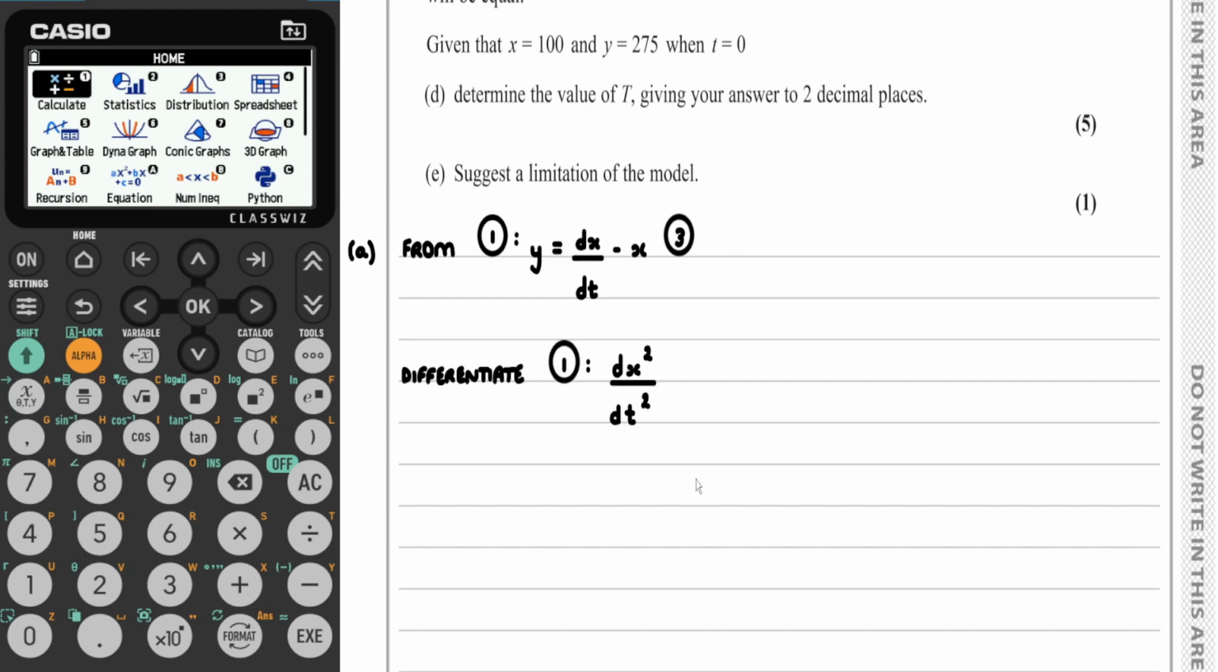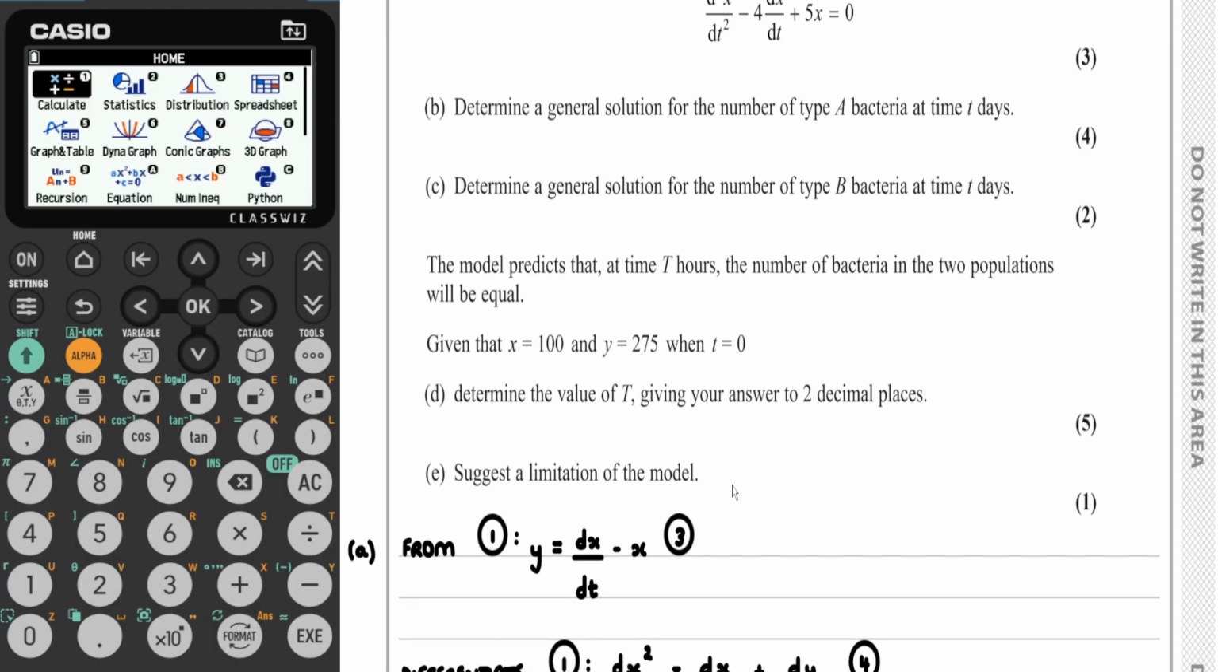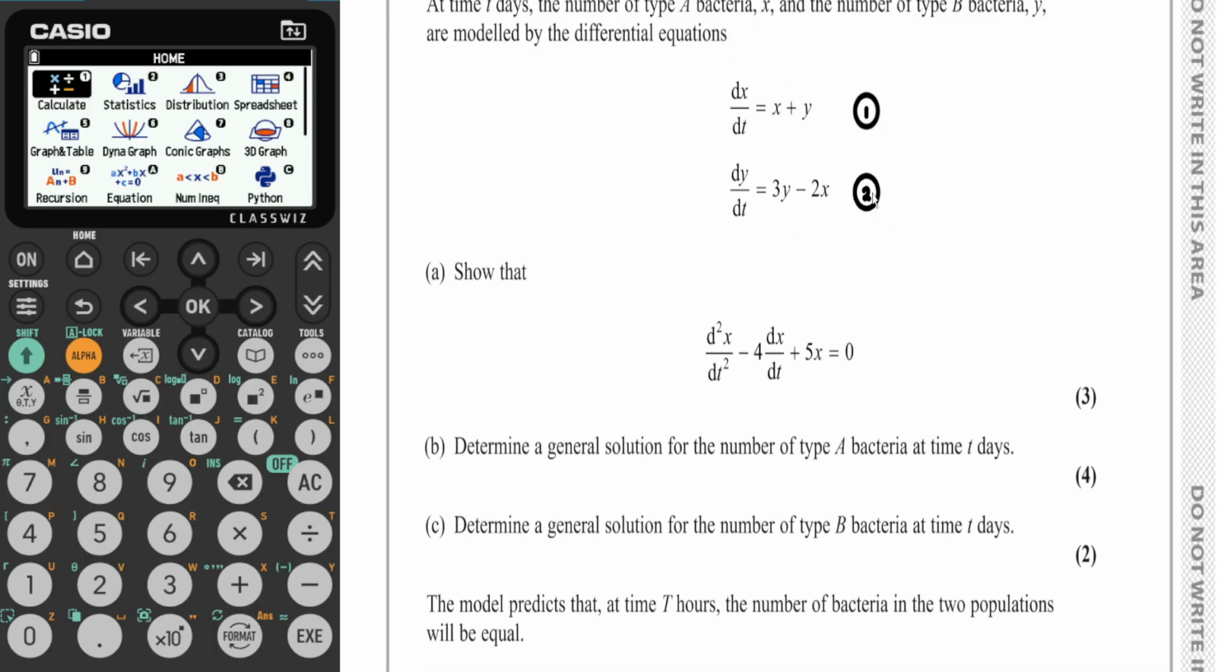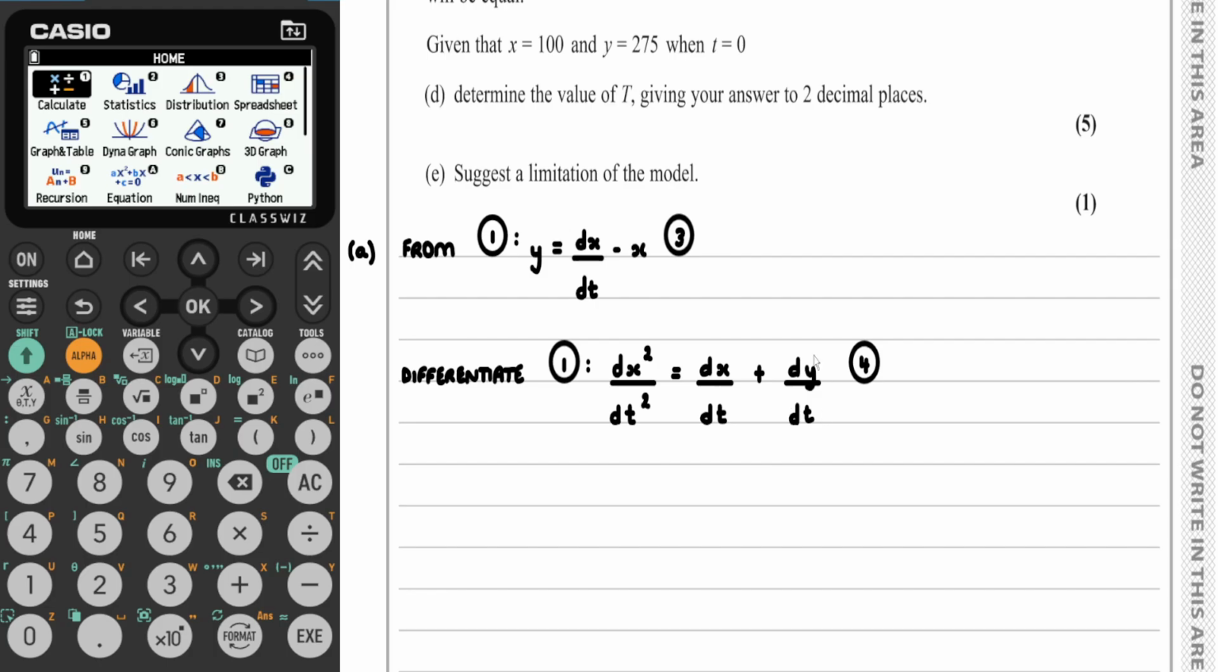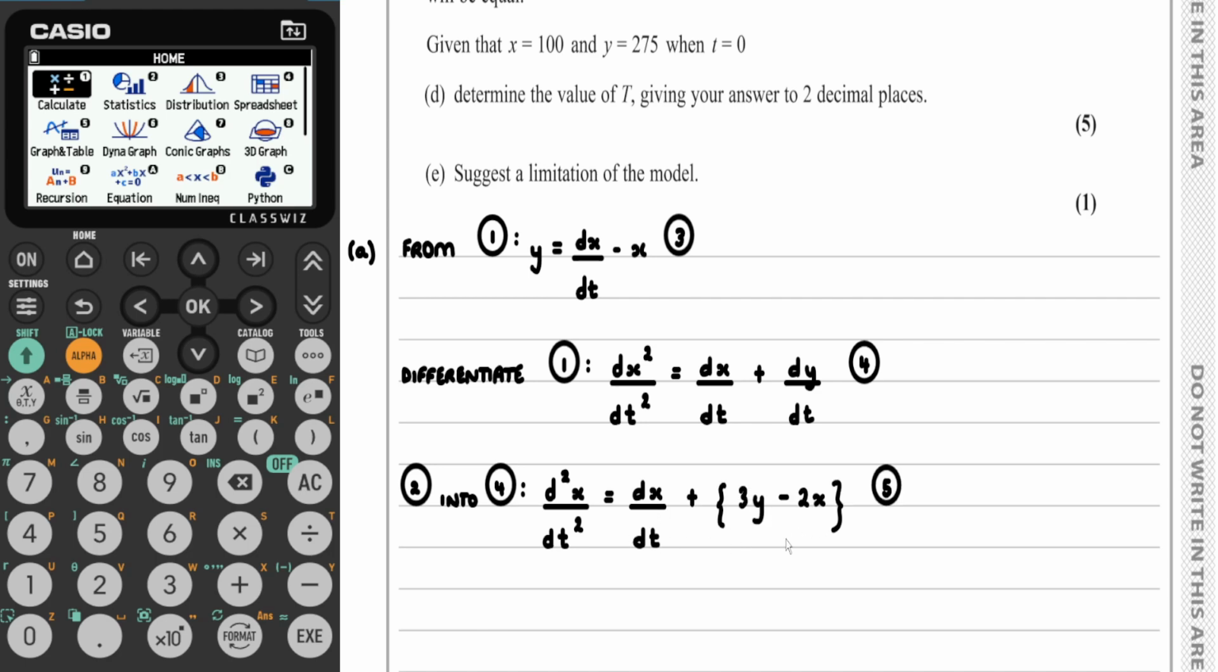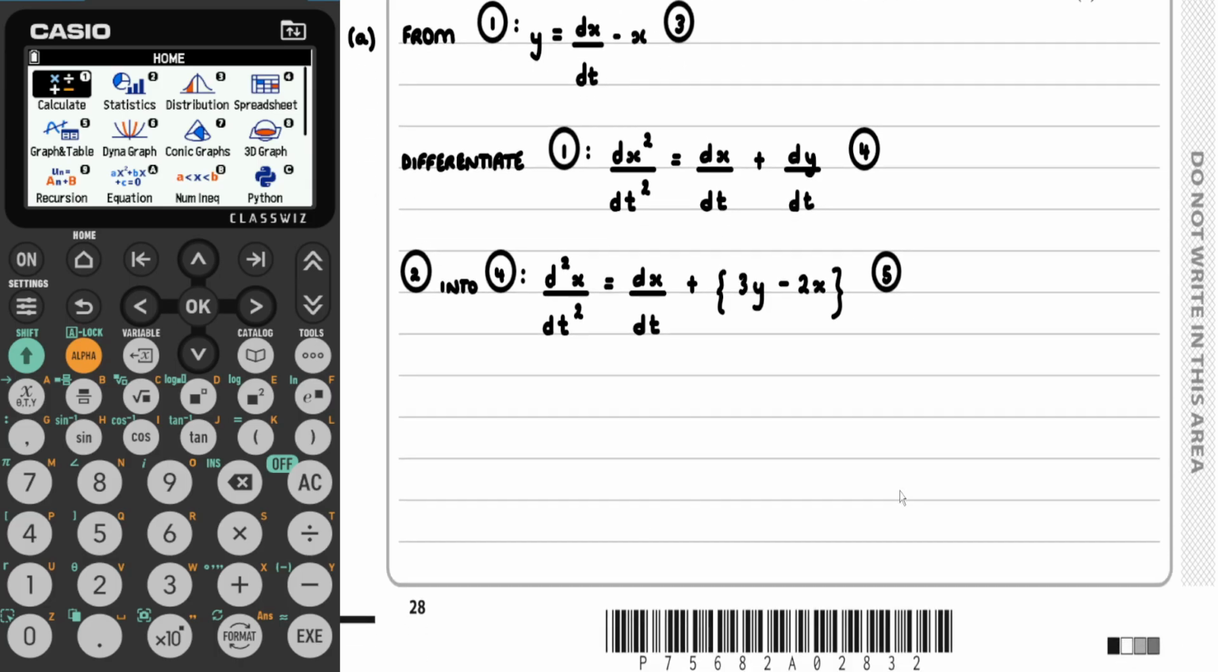So differentiating 1, we have d squared x over dt squared equals dx over dt plus dy over dt, which I will call equation 4. And now I will substitute in equation 2 into equation 4, and this will eliminate the dy over dt. So I've got d squared x over dt squared equals dx over dt plus 3y subtract 2x, which I'll call equation 5. And now I can substitute in this third equation into equation 5.